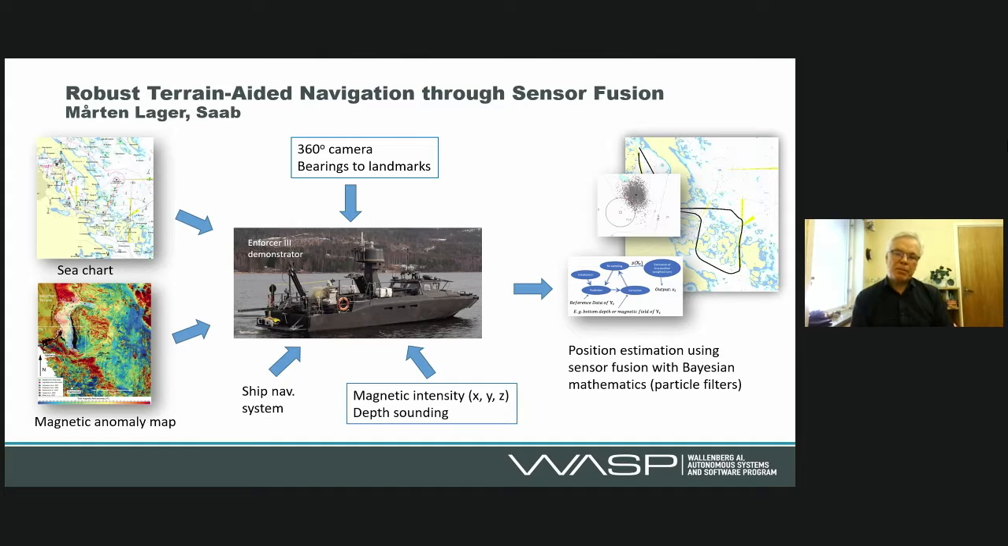So by measuring the magnetic intensity and the bathymetry, and then using some mathematics based on Bayesian mathematics called particle filters, then he can get some quite good positioning. And this is a technique that actually could work even when you don't have good visibility and so on. So it's a smart technique where you take different data with low resolution to increase your own positioning.